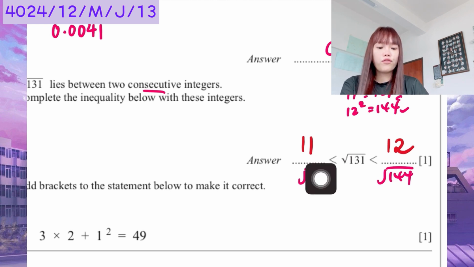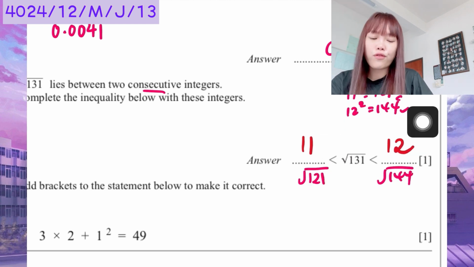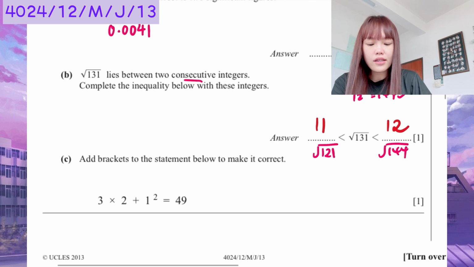Okay, because the square root of 121 is 11, and the square root of 144 is 12. Okay, so that's the answer.